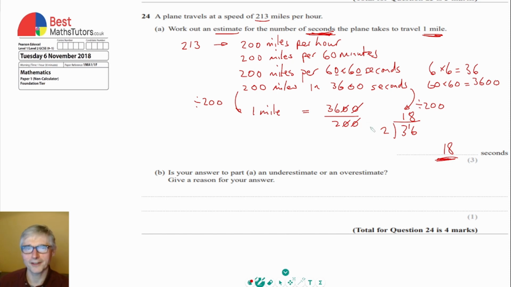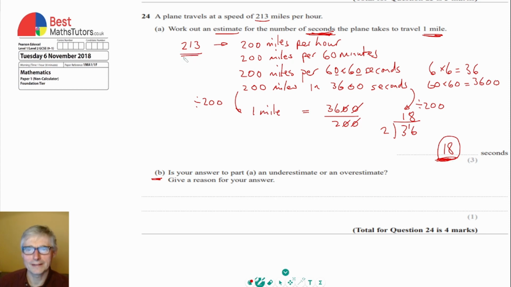Now I've got to remember that that's an estimate. It's not actually the exact figure. And that's what part B is talking about. So it says, is our answer to part A an underestimate or an overestimate? And we've got to give a reason for the answer. So we know this 18 is going to be close to the true answer, but it's going to be either above or below the real figure.